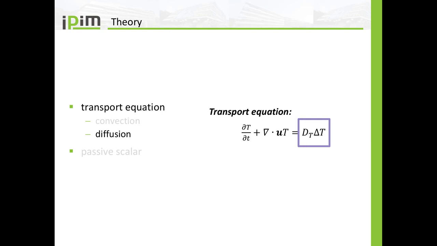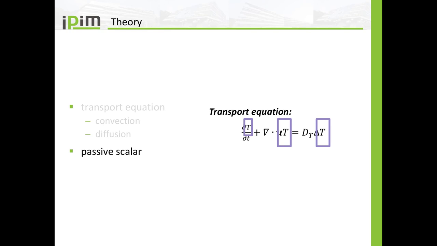And in the diffusion term, we have the second spatial derivative of our scalar and the diffusion constant, the diffusivity, which is assumed to be constant. It regulates the magnitude of the diffusion. And the passive scalar means that you have this value T in the partial time derivative, in the convection term and in the diffusion term.